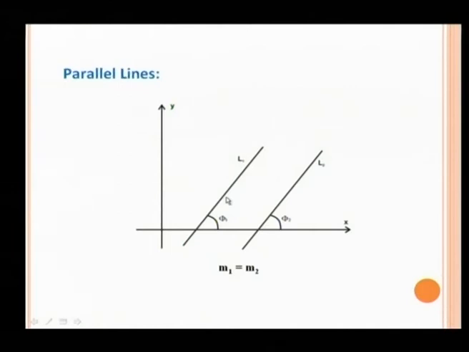Means even if we consider some points on the first line and calculate slope, and if we consider some points on the second line which is L2 and calculate slope, the slope for the first line which is m1 and the slope for the second line which is m2, both would give you the same value or the same number.